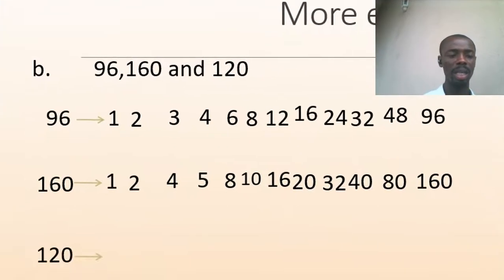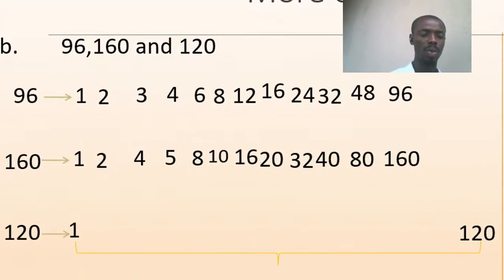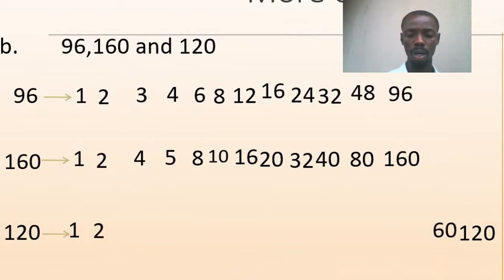Okay, the last one, I'm having 120. So, 1 and 120 will give me 120. 2 and 60 will give me 120. 3 and 40 gives 120. 4 and 30 gives 120.